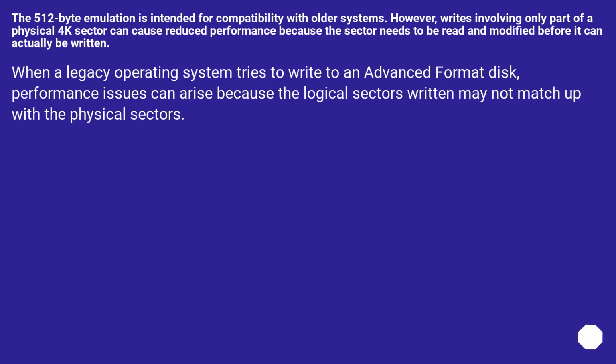The 512-byte emulation is intended for compatibility with older systems. However, writes involving only part of a physical 4K sector can cause reduced performance because the sector needs to be read and modified before it can actually be written. When a legacy operating system tries to write to an advanced format disk, performance issues can arise because the logical sectors written may not match up with the physical sectors.